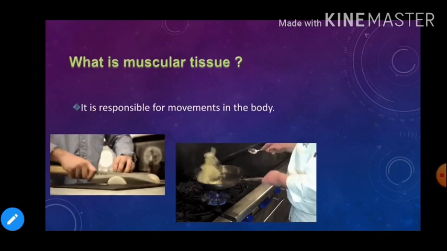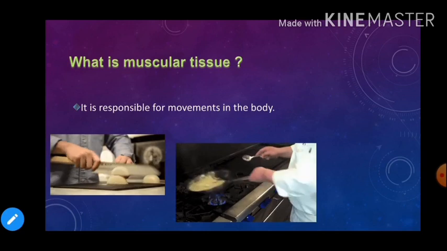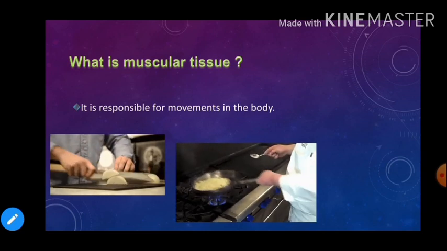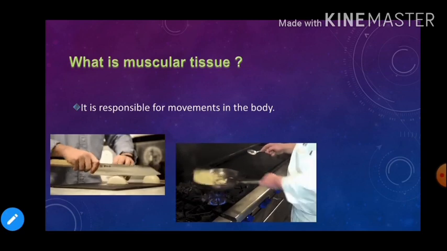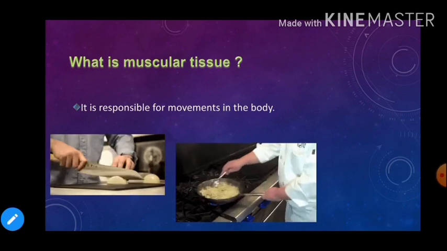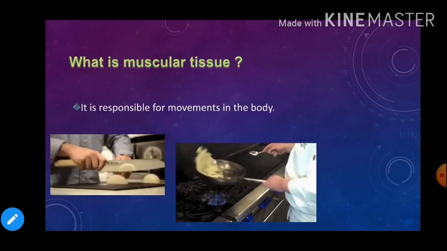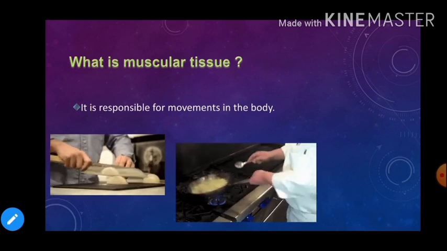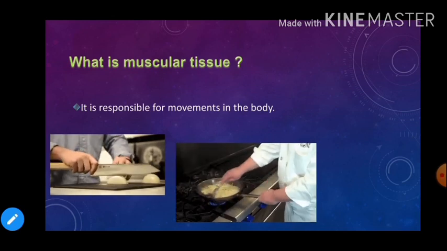Right? So connective tissue connects the different body parts. Epithelial tissue acts as a covering of everything present inside our body. And muscular tissue is responsible for all movements in the body. So the tissue which is responsible for the movements in the body is known as muscular tissue.